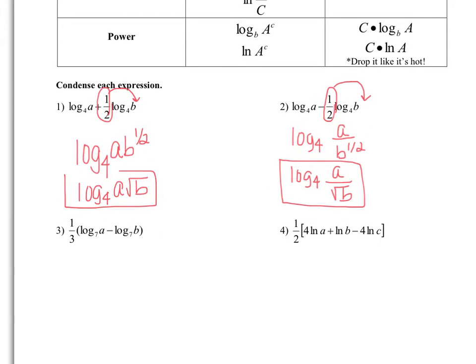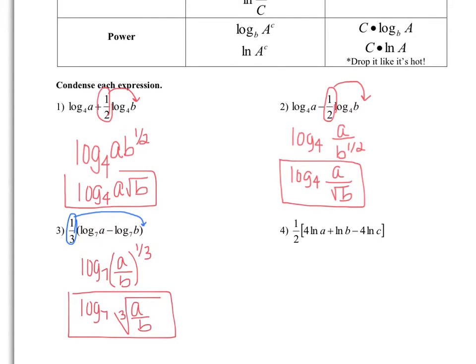Okay, let's try example number 3. Now you notice how this power is hanging in front. This whole thing was raised to the 1/3 power. So my suggestion would be to simplify all this stuff inside first and then raise it to that 1/3 power. So log base 7 of A minus log base 7 of B, this is a simple division problem. So this will be log base 7 of A over B, but this whole thing is being raised to the 1/3. And the 1/3 power is the same thing as saying the cube root. So this final answer will be log base 7 of the cube root of A over B.